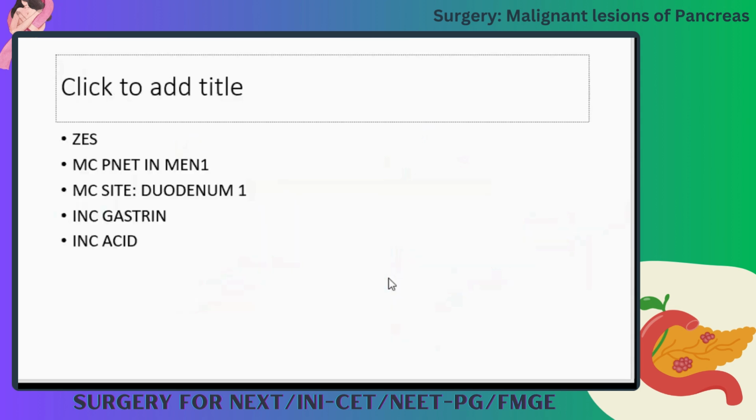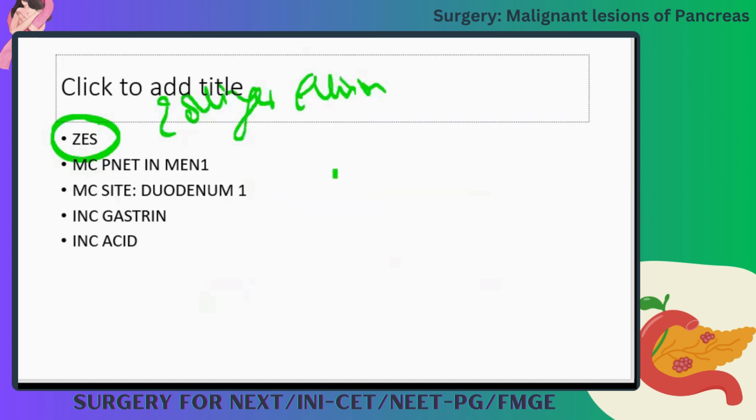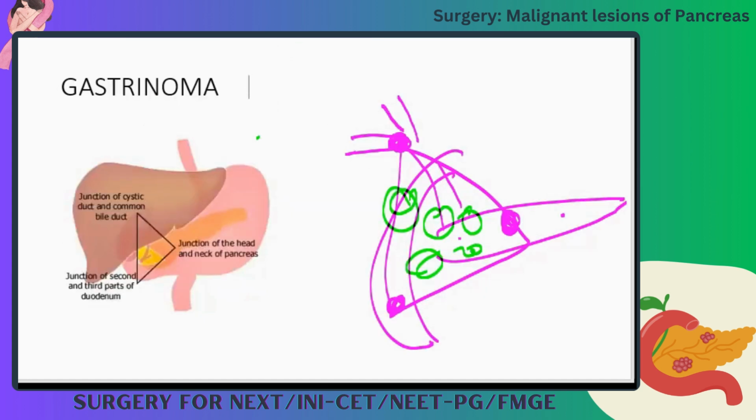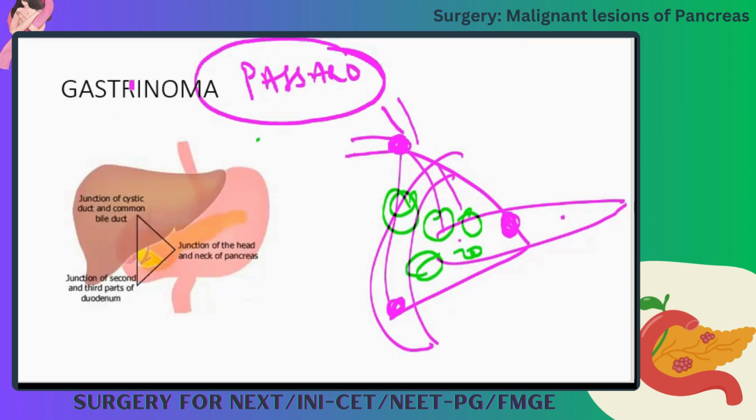So these gastrinomas are seen in Zollinger-Ellison syndrome. Triangle of Passaro. Passaro, P-A-S-S-A-R-O.